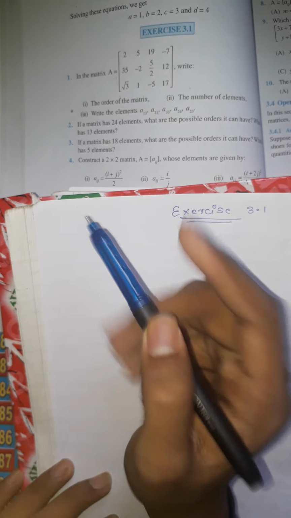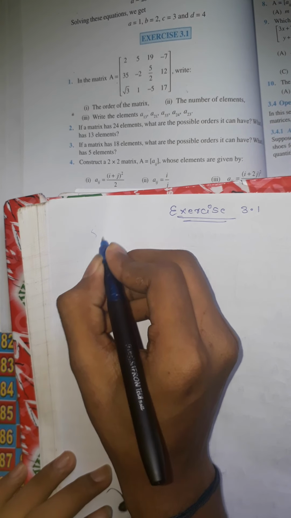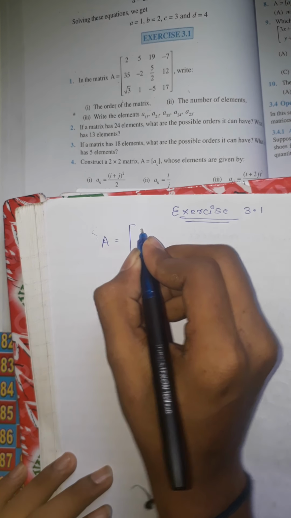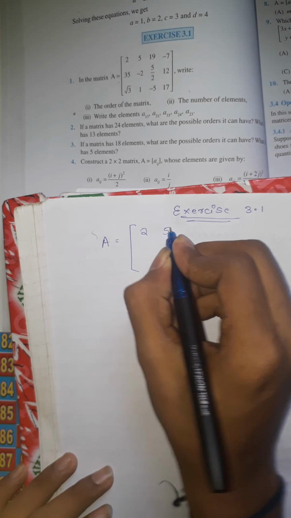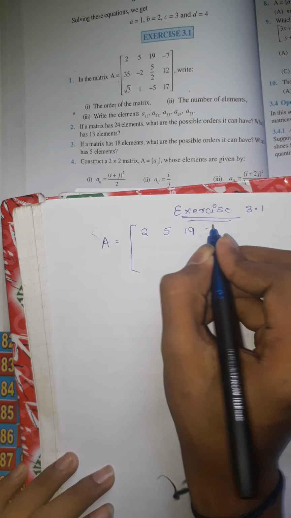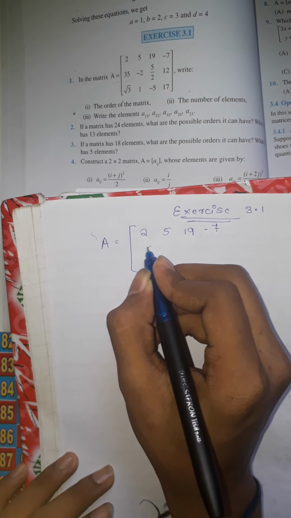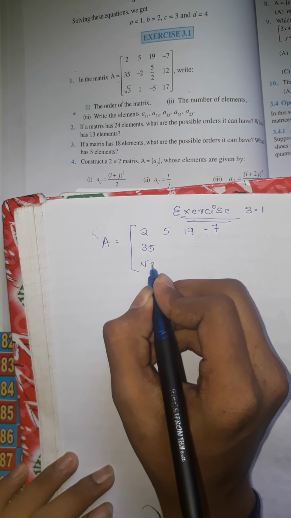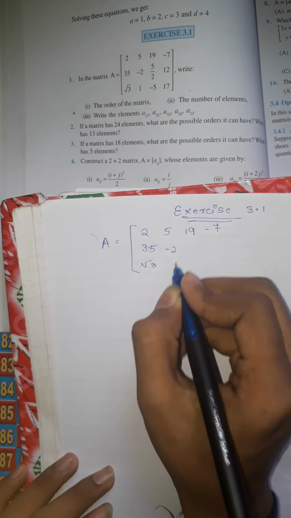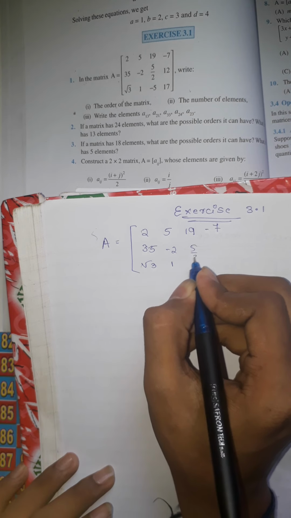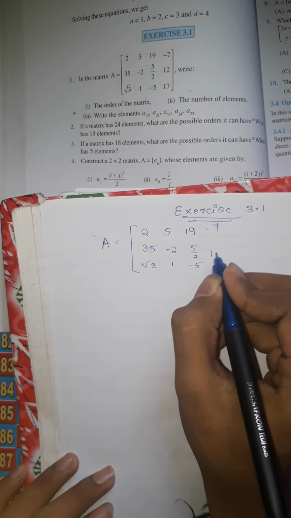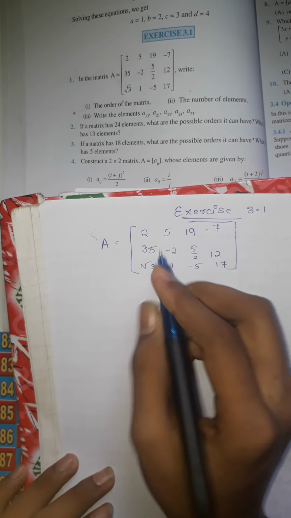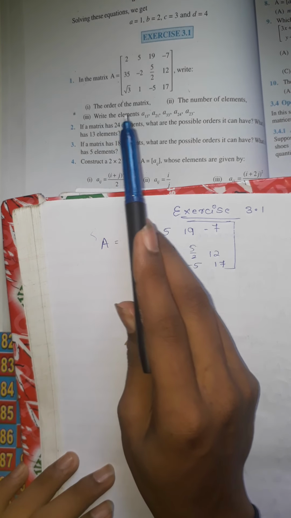In the matrix A given, we will write the elements: 2, 5, 19 and minus 7; here we have 35 and root 3, minus 2, 1, 5 by 2, and minus 5, 12 and 17. The question they have asked is to write the order of the matrix.